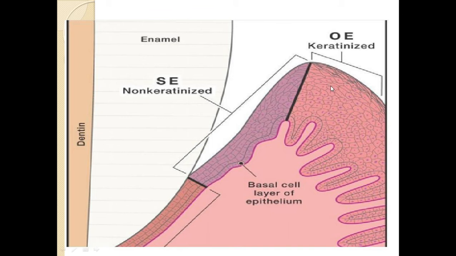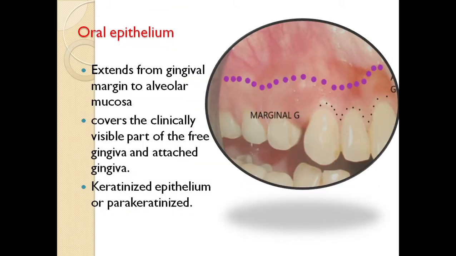As we can see in this diagram, oral epithelium is highly keratinized and it has rete pegs. The sulcular epithelium lines the gingival sulcus and it is non-keratinized epithelium. It does not have rete pegs. And junctional epithelium is also non-keratinized epithelium which does not have rete pegs, and in healthy condition it lies at the cemento-enamel junction. So first of all we will be discussing oral epithelium.